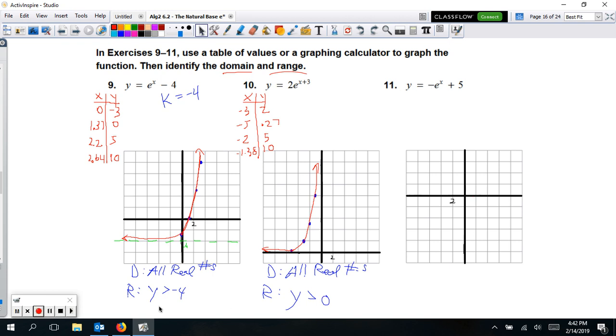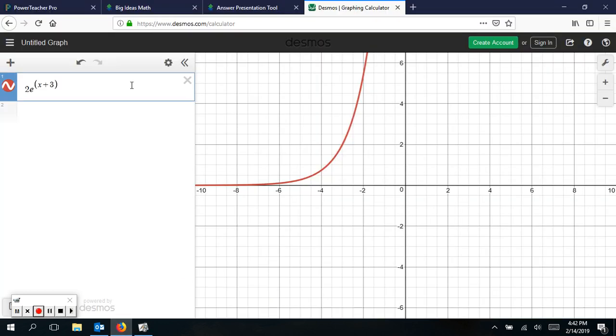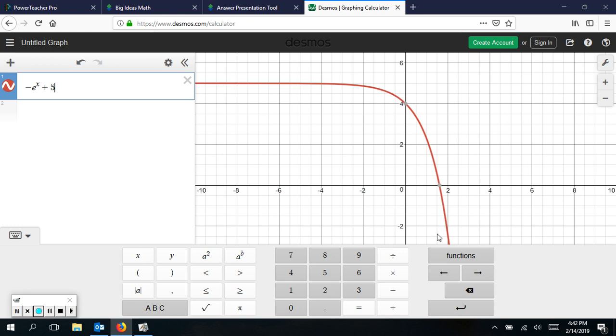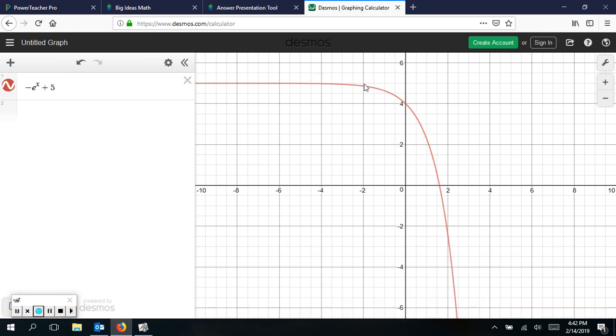Our last one, number 11, let's go ahead and type that into the Desmos, negative e to the x power plus 5. So again, this one's got a k number. We're going to see the asymptote changing on this one. So let's type this one in here. So it starts off with negative. I got to type in my e from my keypad here, and then to the x power right there. And then we're going to just put plus 5 after that. And there's our graph. So there you can see the asymptote is no longer the x-axis.